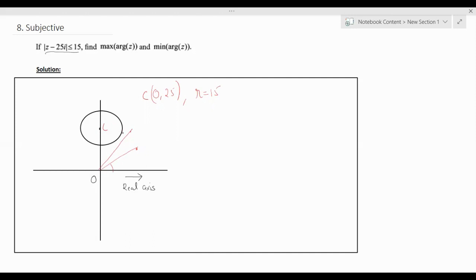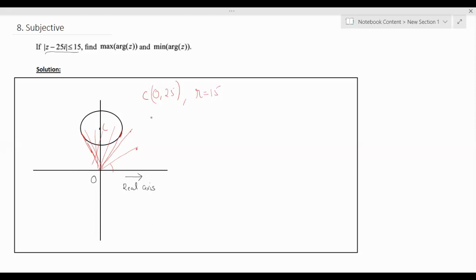If you go from point here, here, here, here, as you move ahead your argument is going to keep increasing. So you will observe that there will be one point here where you will have the minimum argument, and one point here that will be the maximum argument. If you join that point with the origin and this point also with the origin, those will basically be the tangents from the origin to the given circle.